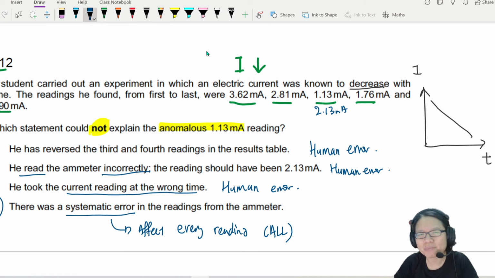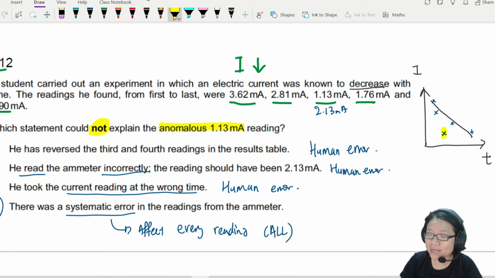I do the experiment. 3.62, 2.81, 1.13, 1.78, 0.9. So this is the anomalous data. Okay, let me move the 0.9 higher. So the points are balanced. But this one is your anomalous data, correct? So if every point is also anomalous, then the whole graph should shift downwards.